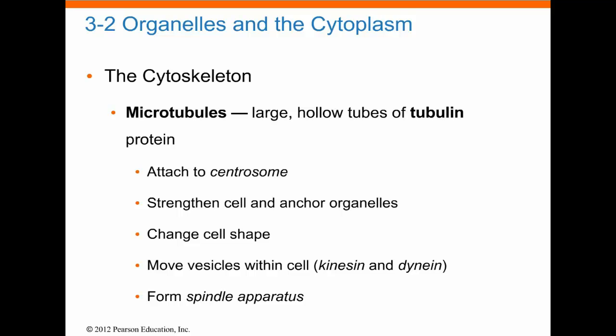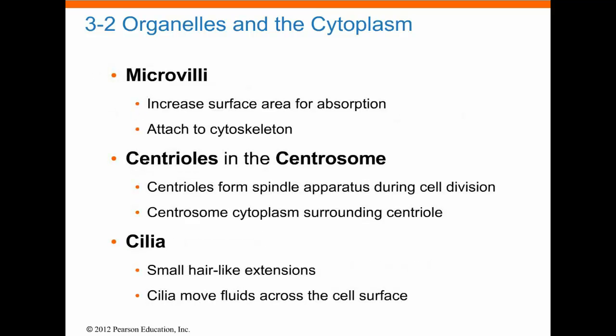The microtubules are large hollow tubes, and they attract the centrosomes, and they provide, again, some strength and help in anchoring organelles. Also they can move vesicles within the cells. You've got the microvilli, the centrosomes, and the cilia. The microvilli increase the surface area because there are lots and lots of folds, and they're attached to the cytoskeleton. The cilia are small hair-like extensions, and the cilia help move fluids across the cell surface.